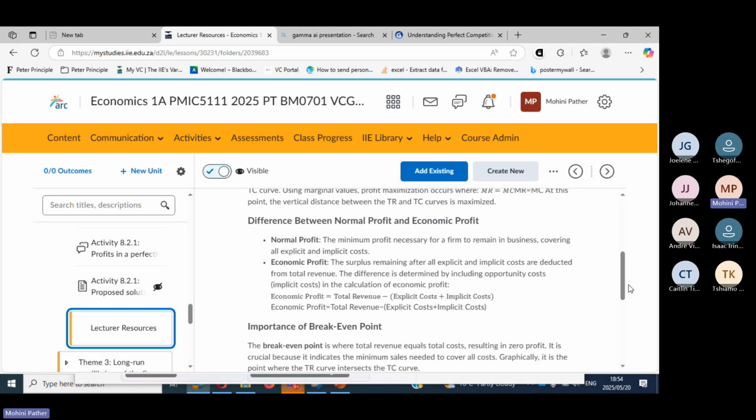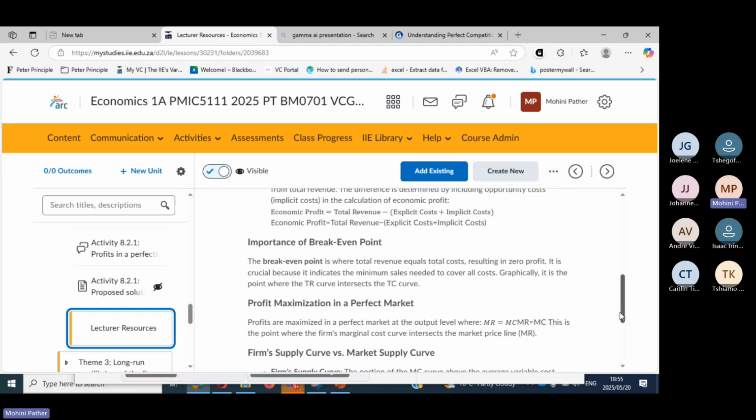There is a difference between normal profits and economic profits. Okay, so normal profits are just the minimum profits necessary for the business to remain in business. It just covers your costs. It is the break-even point. So that is your minimum profit, your normal profit. Your economic profit, however, is the surplus remaining. So that is the part that we consider to be at risk. If you are running at a supernormal profit level, we call that economic profit. But your economic profits are the things that go beyond your implicit and your explicit costs.